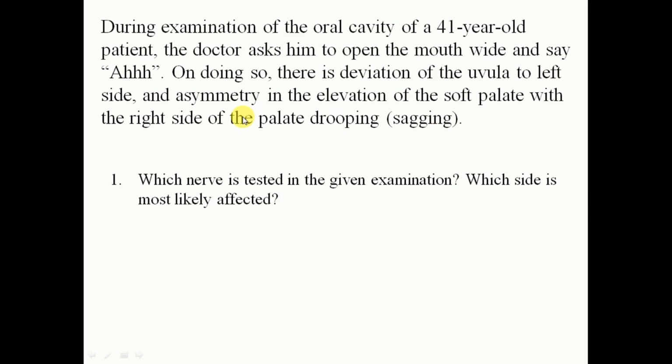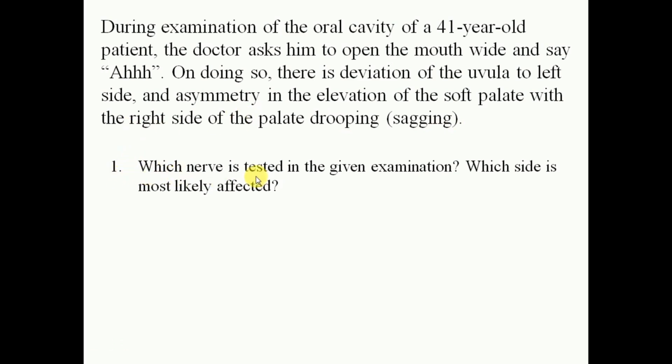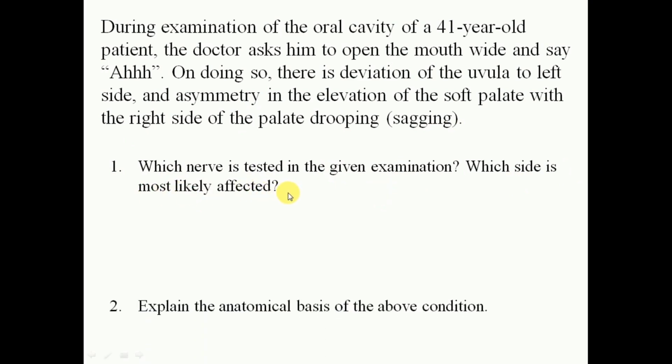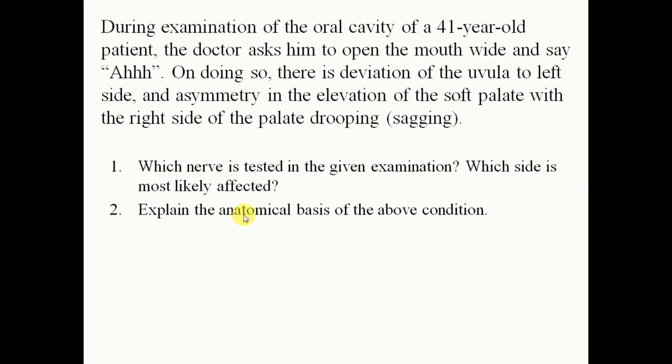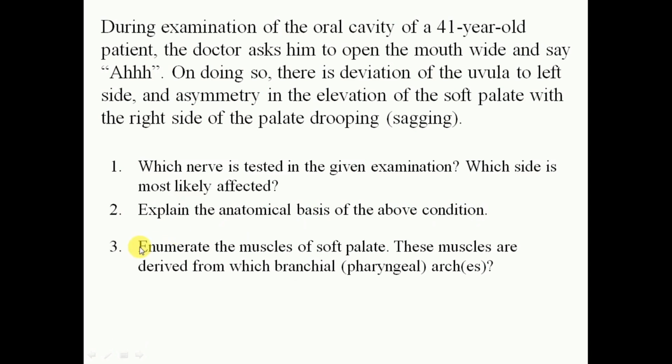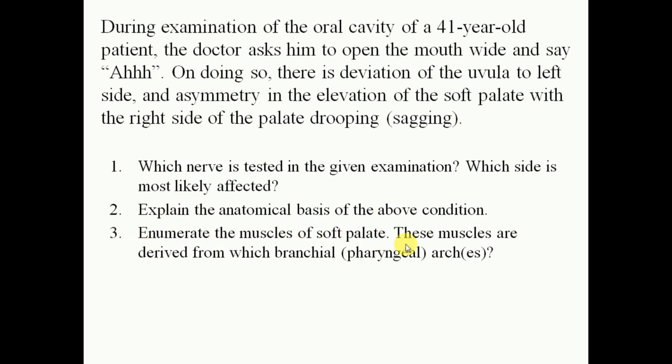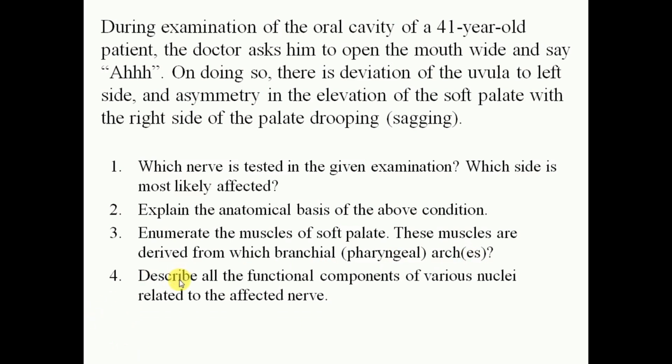The questions are: 1. Which nerve is tested in the given examination? Which side is most likely affected in this case? Second, explain the anatomical basis of the above condition. Third, enumerate the muscles of soft palate, and these muscles are derived from which branchial or pharyngeal arch or arches. 4. Describe all the functional components of various nuclei related to the affected nerve.